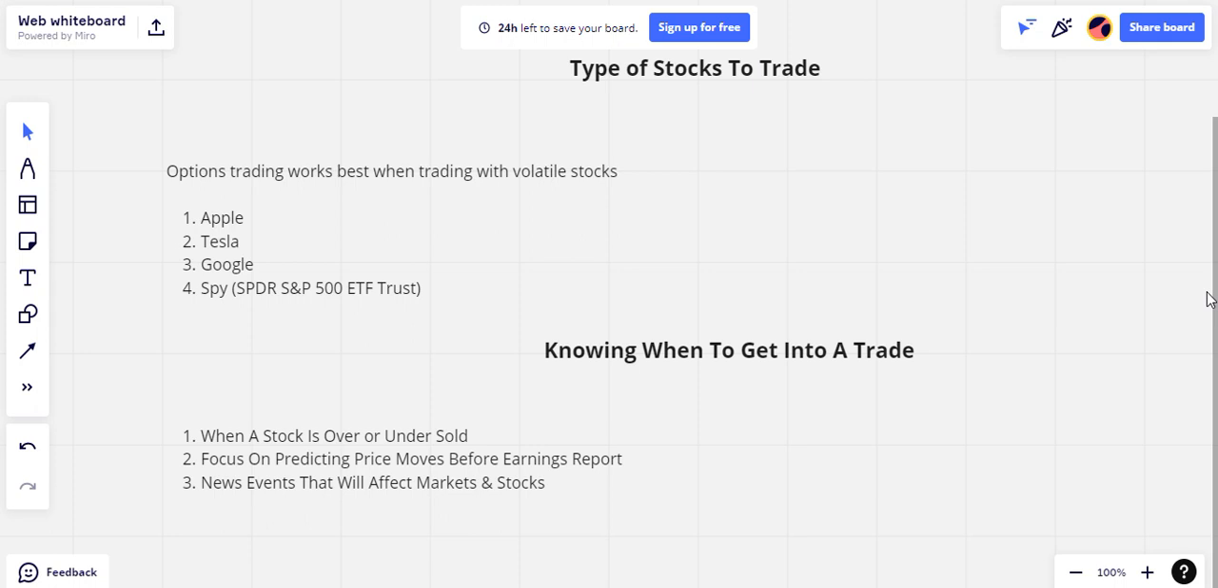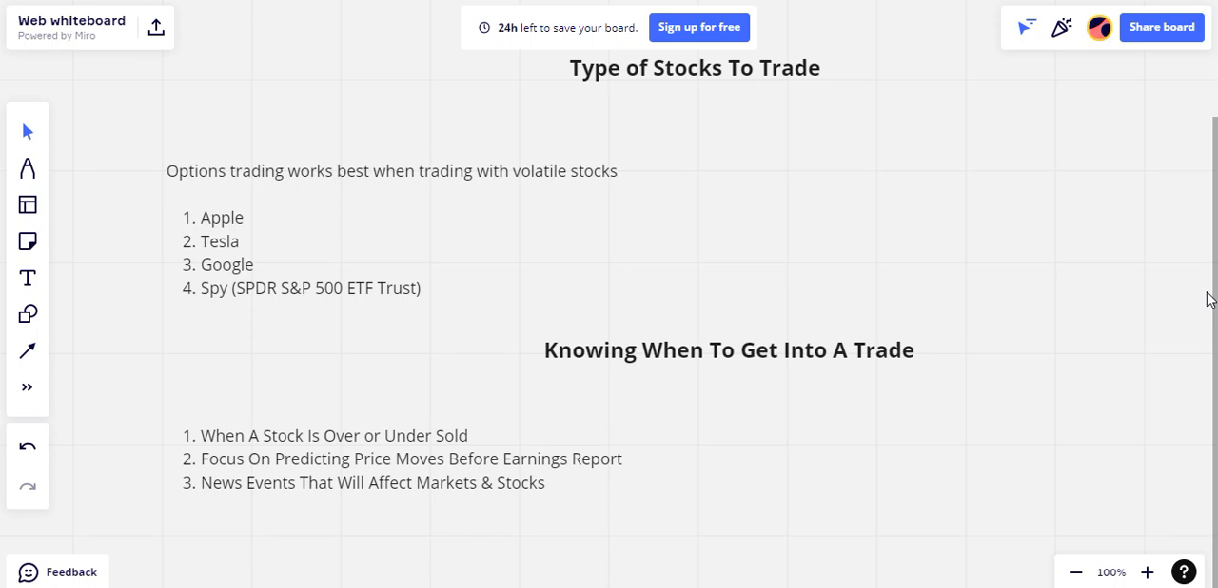If a stock goes too high and it's oversold, then usually, if you can predict it right, the stock is going to move in the other direction because the stock is going to correct itself.